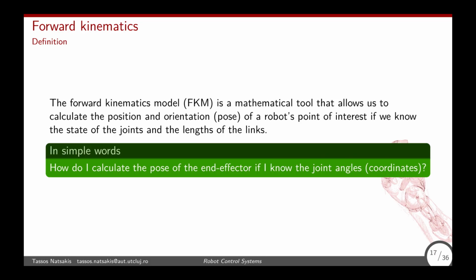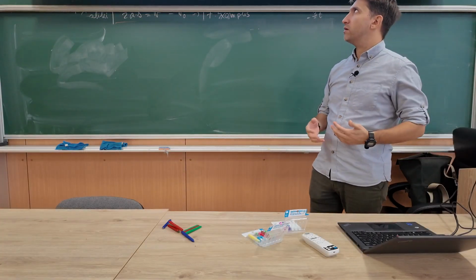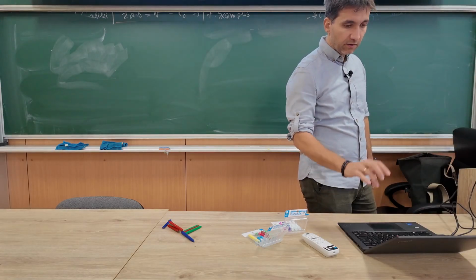So in simple words, forward kinematics is a function that helps us calculate the pose of the end effector, or any other part of the robot, if we know the joint angles, or we will start calling them joint coordinates more and more, right?